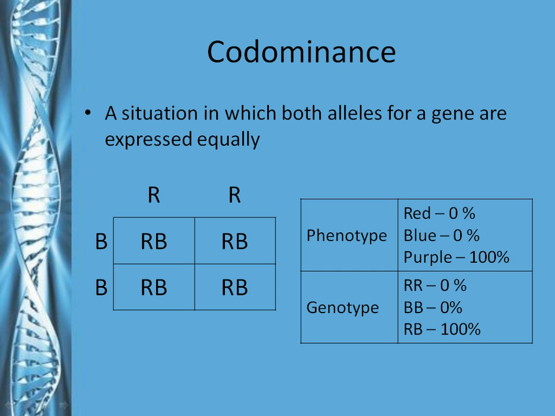This is a situation in which both alleles for a gene are expressed equally. And so we can see in this case that both are in uppercase, because we always denote the dominant allele as uppercase and the recessive as lowercase. But when we're talking about codominance, they're both going to be of equal level of dominance.